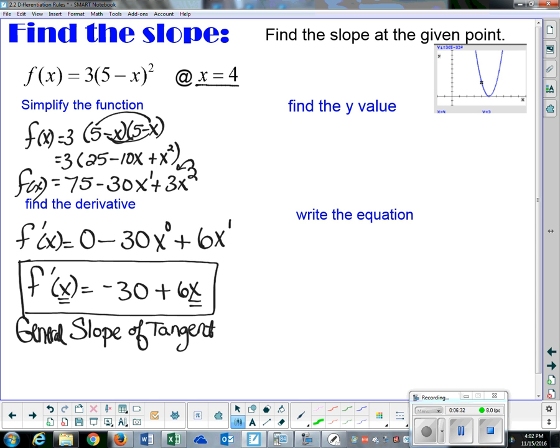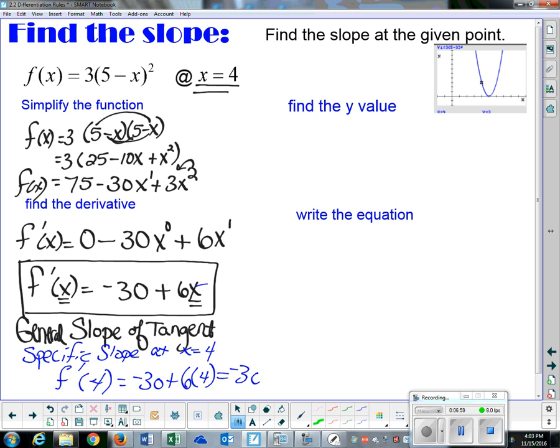We are going to find it at x equals 4, right? So let's find the specific slope. The specific slope at x equals 4 would be to take our derivative function and evaluate it at 4. So I'm going to have negative 30 plus 6. Replace this x with a 4. And I'm going to have negative 30 plus 24, which will give me negative 6. So I know my slope when x is 4 is negative 6.